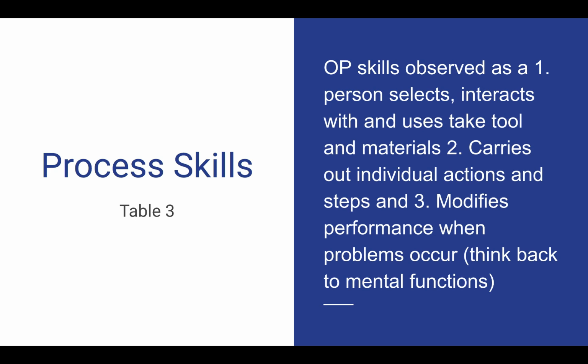When we talk about process skills, these are occupational performance skills that have three different components that we look at. One, this is something that the person selects, interacts with, and uses, as with their tools and materials. Number two, it's what an individual carries out in terms of actions and steps. And three, the modification that can be done within the performance if problems occur.